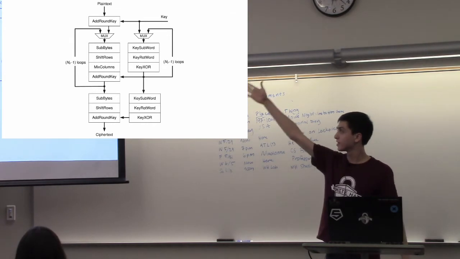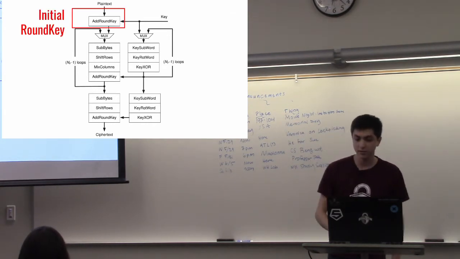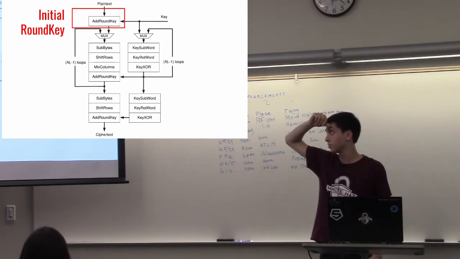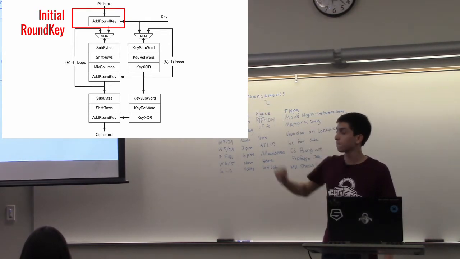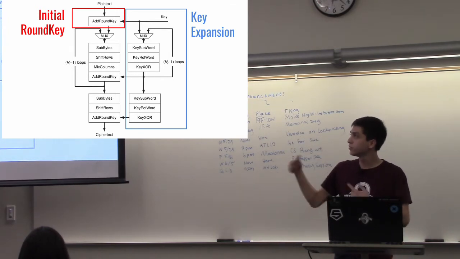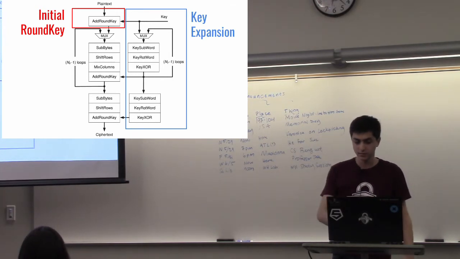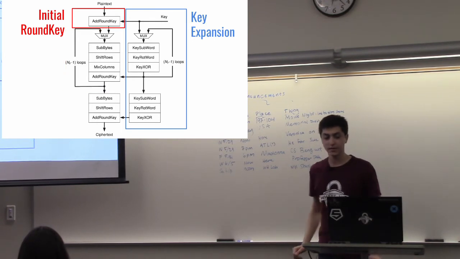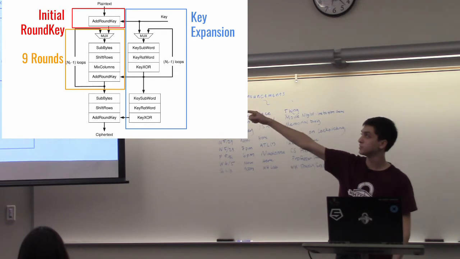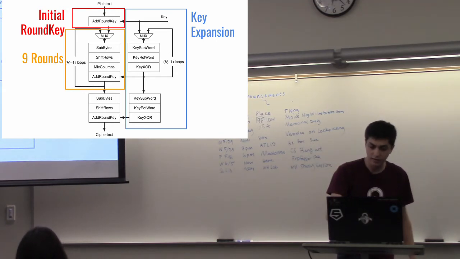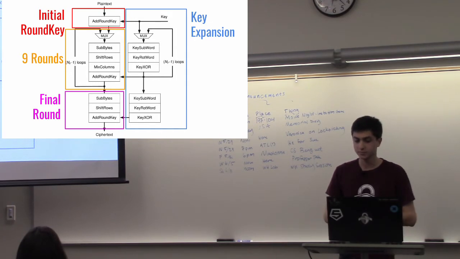So this is what it looks like all together. We first have our initial round key, which combines our key and the plaintext. We know the plaintext, we just don't know the key. Then we do the key expansion for all the other keys. You can do it in parallel with those loops. Then we have the 9 rounds, which just loops through 9 times. And then the final round.